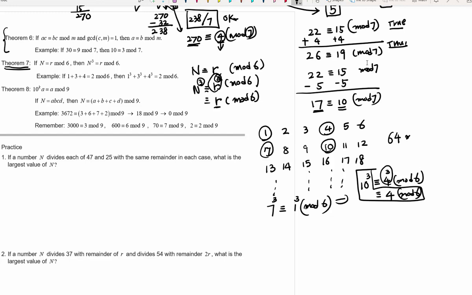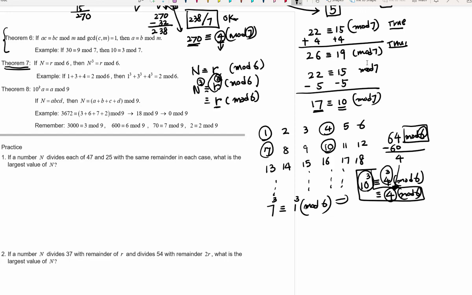64, right? 64 mod 6. So take the multiple of 6 very close to this number; for 64 that is 60. So you can take away 60, and it is equal to 4, the same number. So we can subtract multiples of 6. So 10 cubed is always about 4 mod 6.